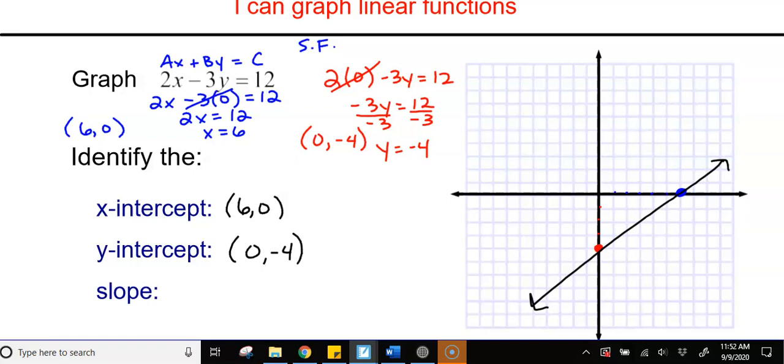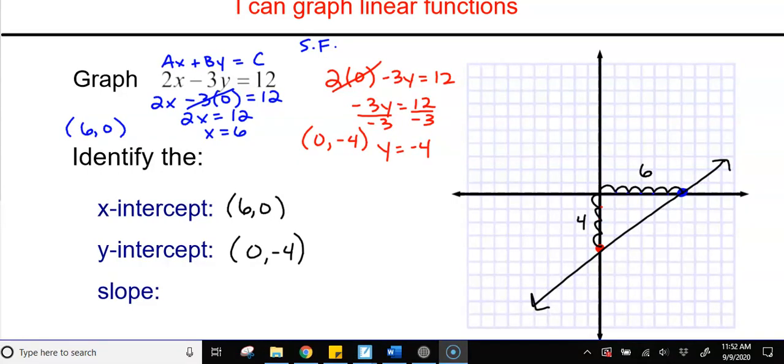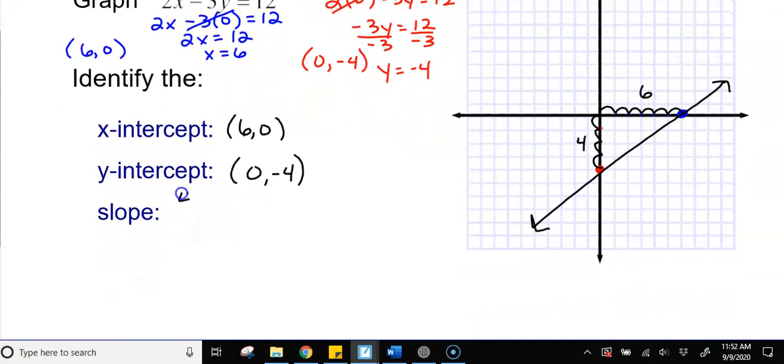And then the slope. How do we figure out what the slope is? Super simple once we already have it graphed. Remember, your slope is rise over run. So how far up did we go? 1, 2, 3, 4. And what was our run? 1, 2, 3, 4, 5, 6. So 4 over 6. Which ends up being 2/3 once we reduce.